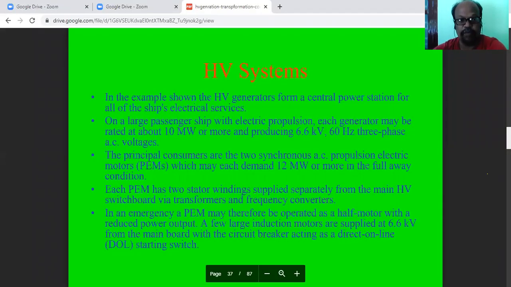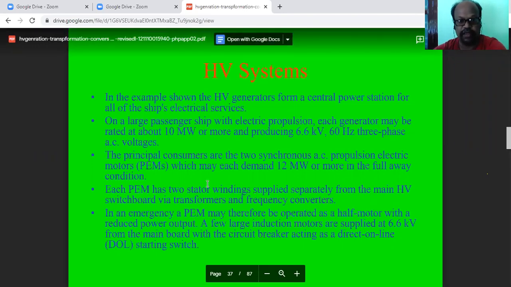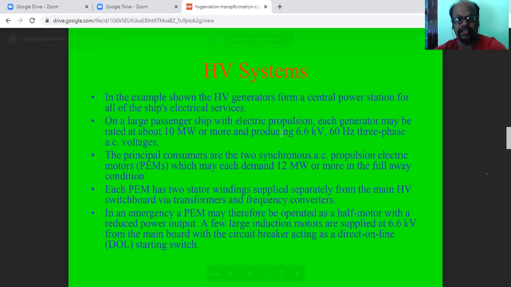Of course, propulsion electric motors, that also with 12 megawatt each. Mainly they are using direct online starting, straight away from the bus bar. The motor is connected directly whenever propulsion is required. Instead, if we supply through a power modulator, it is very much possible to control the current and voltage.